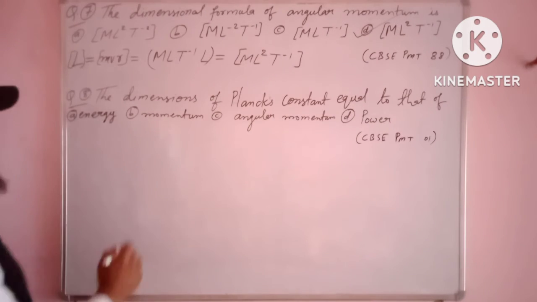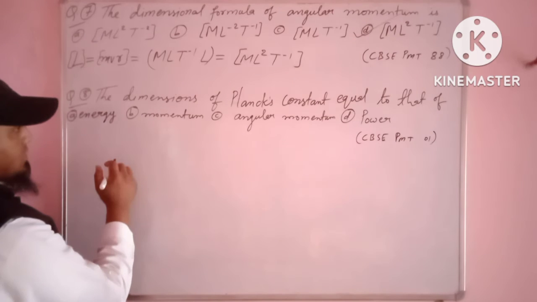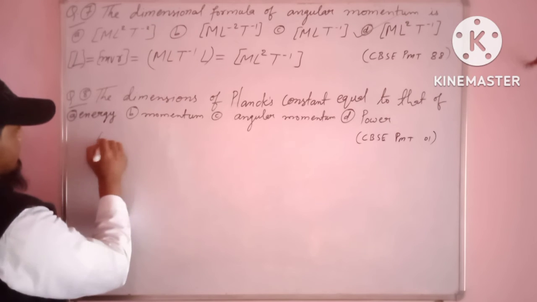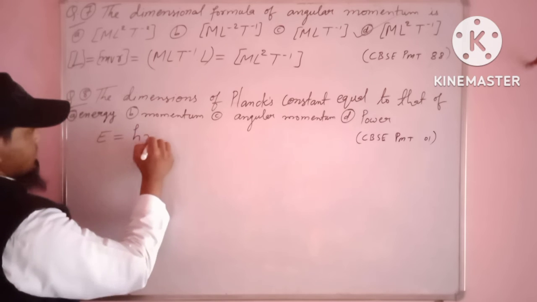Then dimensions of Planck's constant equal to that of, so first we should know what Planck's constant is. Energy E is equal to, this formula you should keep in mind, h into nu.